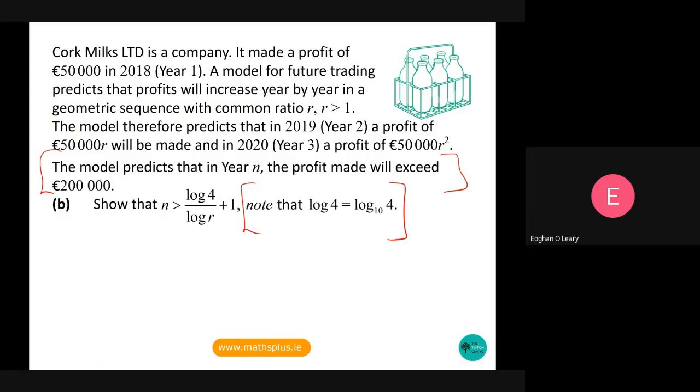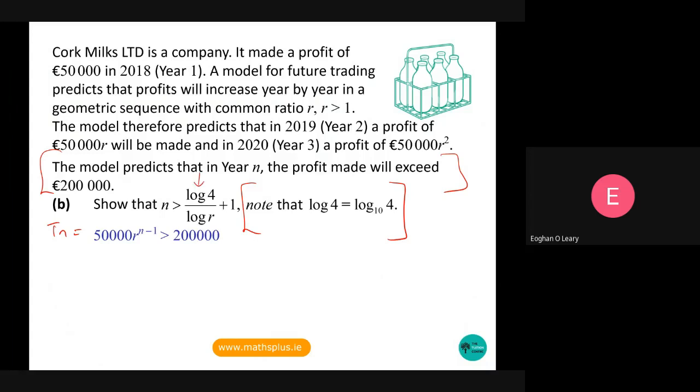So a lot of times students won't really know what that means. So if you don't know what to do, you say to yourself, okay, what do we have in part A? Well, in part A, we had Tn, the general term, was 50,000 times R to the power of N minus 1. That's how much profit is made in any particular year. And we want to find when is that greater than 200,000. Okay? So you might look at this and you'd look at what you want and you'd say, God, I don't know how I'm going to get here.